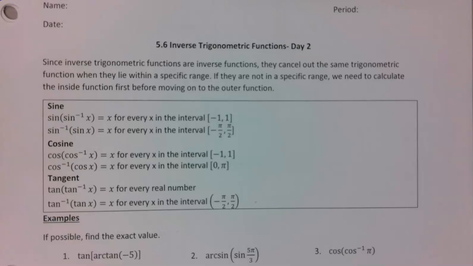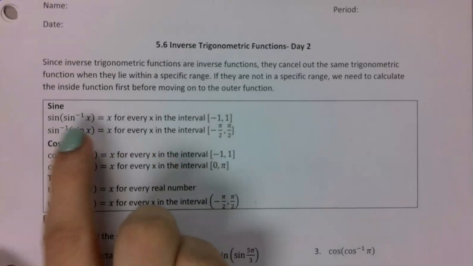Okay, so today we are still working with inverse trig functions, but now we are doing composition of inverse functions. So sometimes, depending on the way it's written and the input, the function and the inverse function will cancel out, and I'm just left with my number. If it's not in the domain, I won't get an answer.